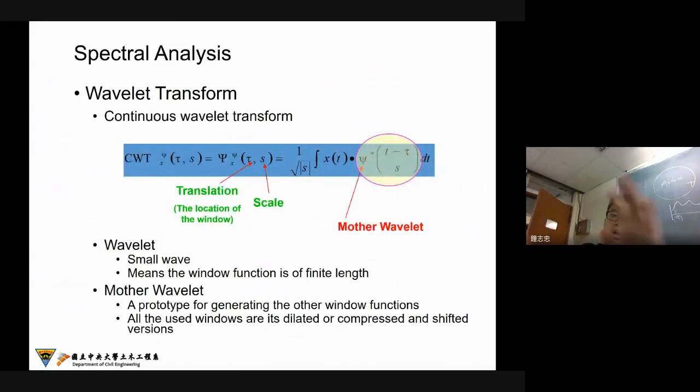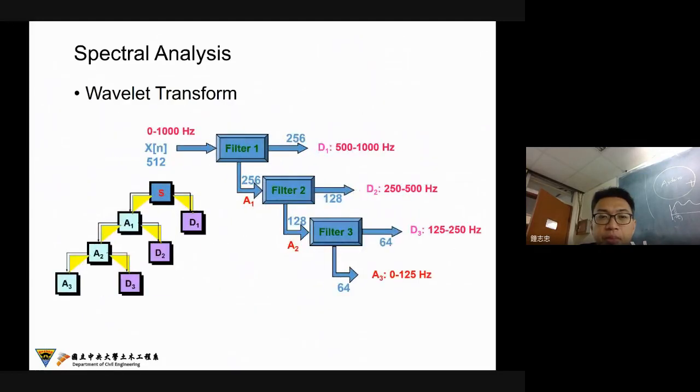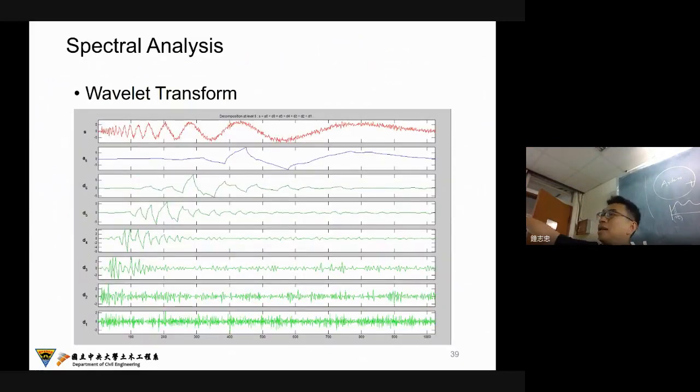So I will go through that formulation again. But I would like to say for the wavelet, it is just like the decomposition of structure from the low frequency to the high frequency. Sometimes you may generate something like this if you use the wavelet analysis.